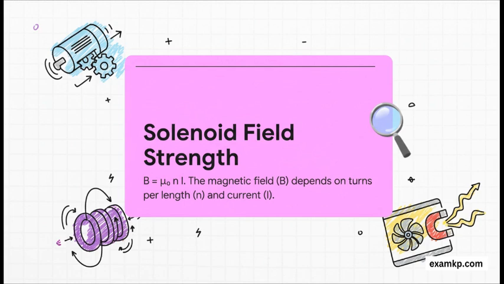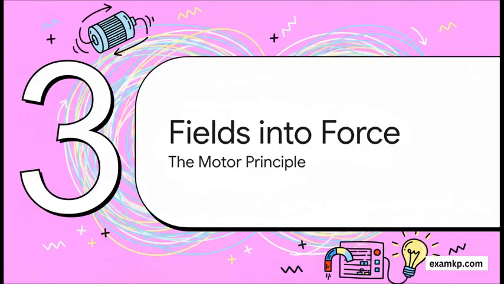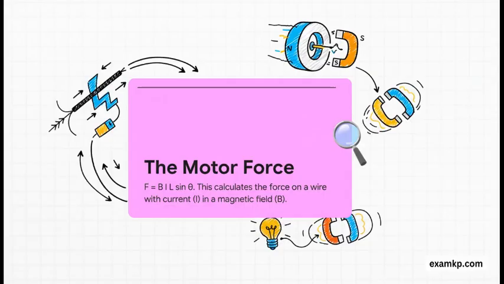Okay, so we know how to make a magnetic field. Now for the really cool part. How do we turn that invisible field into a real useful force? This right here is the fundamental idea behind every single electric motor in existence. And here's the magic formula for it. F equals BIL sine theta. F is the force we're looking for. It depends on the magnetic field strength, B, the current in the wire, I, and the length of the wire that's actually inside the field, L.